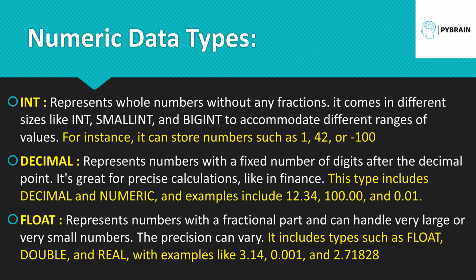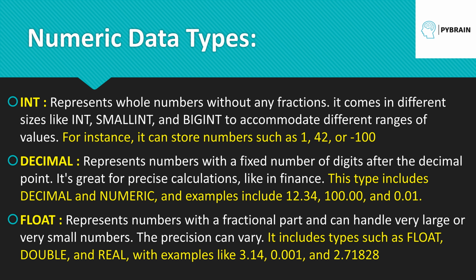It comes in different sizes like smallint and bigint, to accommodate various ranges of values. For example, it can store numbers like 1, 42, or -100. Next is the decimal type. This is used for numbers with a fixed number of digits after the decimal point, making it ideal for precise calculations, especially in finance. The decimal and numeric types fall under this category, with examples like 12.34, 100.00, and 0.01.